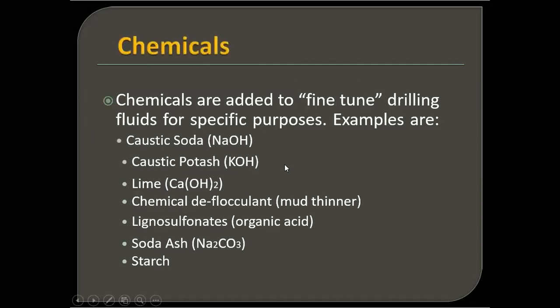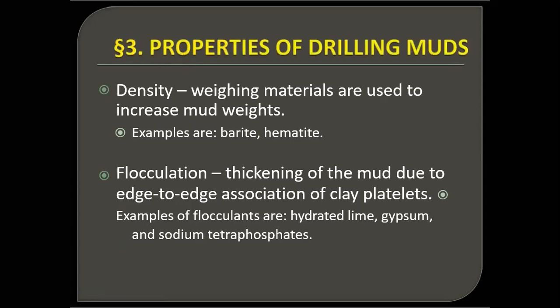Then we have some more chemicals that we can add to drilling fluids. There are so many chemicals, for example, flocculants, mud thinners, acids, soda ash, and starch. Some of them are used to increase the viscosity, some to decrease the viscosity, some help us to increase the mud cake, and some help us to increase the gel strength, which is used to suspend the rock cuttings. For the density, as I said, barite is the most powerful additive that we use.